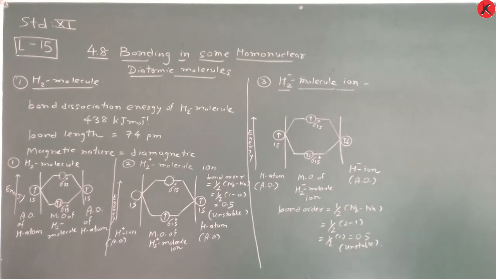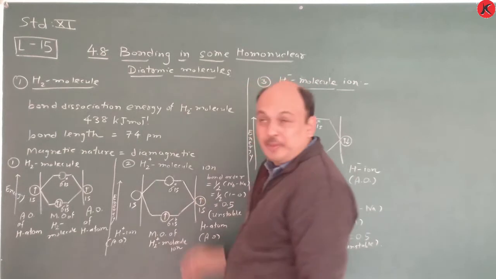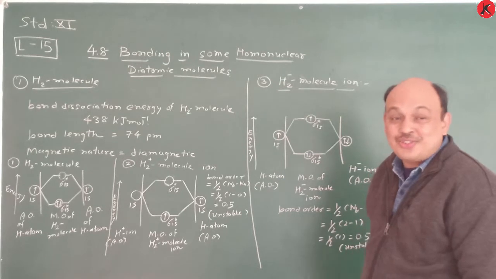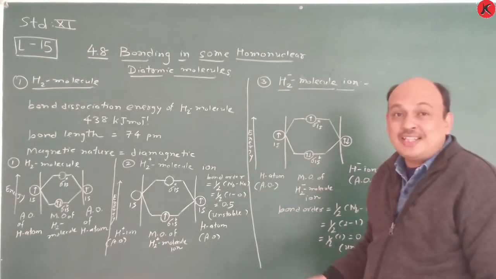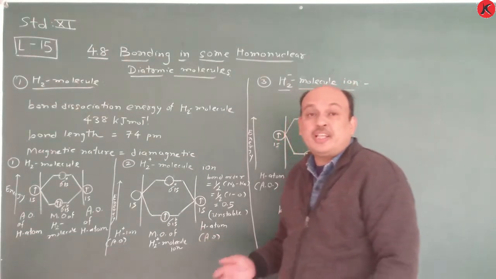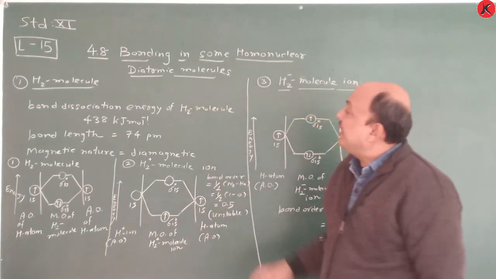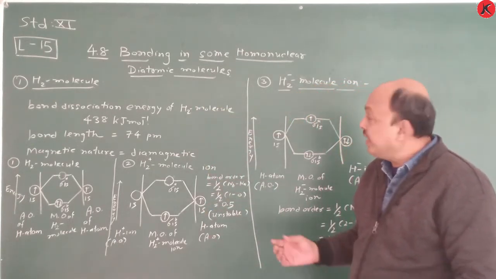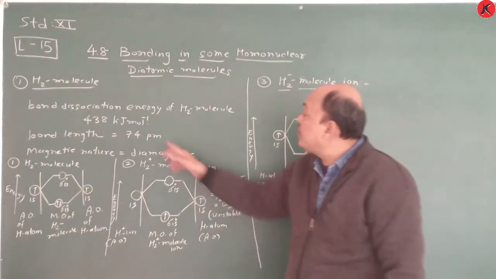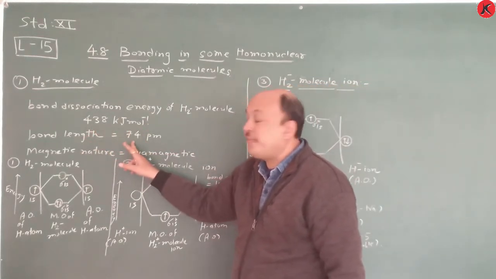Okay, now dear students, your NCERT textbook 4.8, bonding in some homonuclear diatomic molecules. This is a very easy topic, and you have to prepare it just this way. There are certain things not given in your NCERT textbook that we also discuss here, which are very important for competitive exams like NEET and JEE. So here, the H2 molecule. The bond dissociation energy of this H2 molecule is 438 kilojoule per mole.